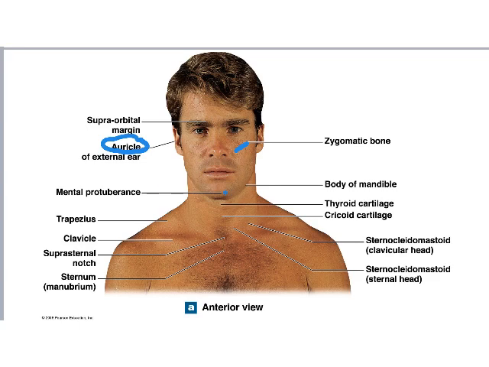Mental protuberance, you've already seen. The body of the mandible, right here, forms the majority of the jaw with the angle occurring here, and the ramus up here. So you've already seen some of those. Trapezius muscle is this big muscle here on both sides. The clavicle you can see sticking out there as well. The sternum, of course, is the breastbone, which you were probably already familiar with.